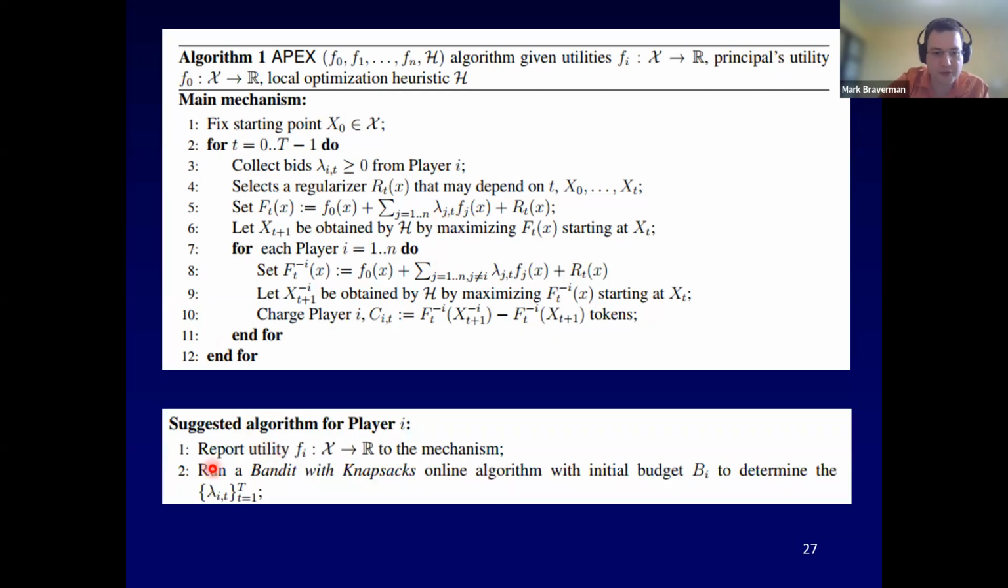And from the viewpoint of players, at every step they submit a lambda and they get back a cost. They get back an outcome. So higher lambda means my opinion should count for more. And so if I report a higher lambda, I'll be happier with the outcome because VCG will take me more seriously, but I'll also get charged more tokens. And my goal over the long run is to maximize my happiness without blowing through my budget. And this I do by running bandits with knapsacks.